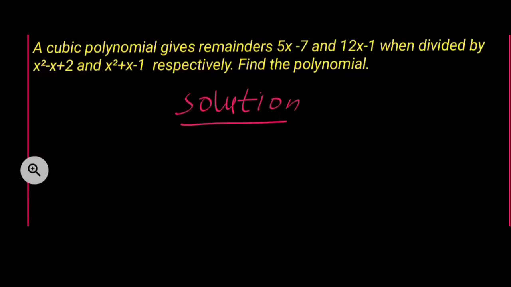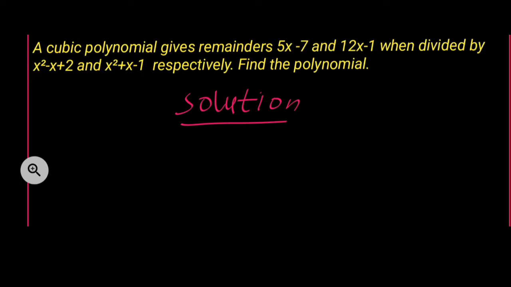A cubic polynomial gives remainders 5x minus 7 and 12x minus 1 when divided by x squared minus x plus 2 and x squared plus x minus 1 respectively. Find the polynomial. Now from the question, we know that what we are supposed to find is a cubic polynomial, which of course we know is a polynomial whose highest power of x is 3.